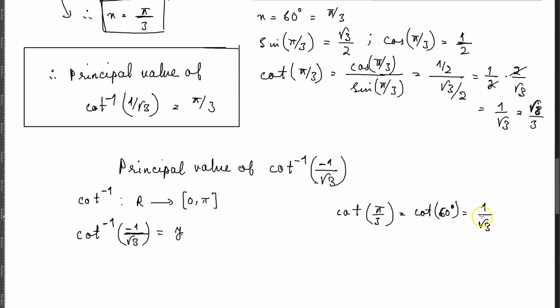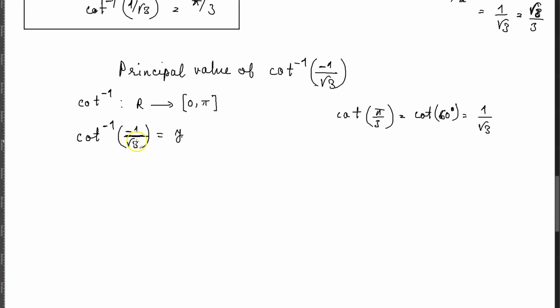Now, basically, the problem is that this number over here, so this is the cot of pi by 3 is equal to 1 over square root of 3, and this is the cot inverse of negative 1 by square root of 3. So this is negative 1 by square root of 3, this is 1 over square root of 3. Now the problem is that this is negative 1 over square root of 3, and this is 1 over square root of 3, which is not the same thing, really.